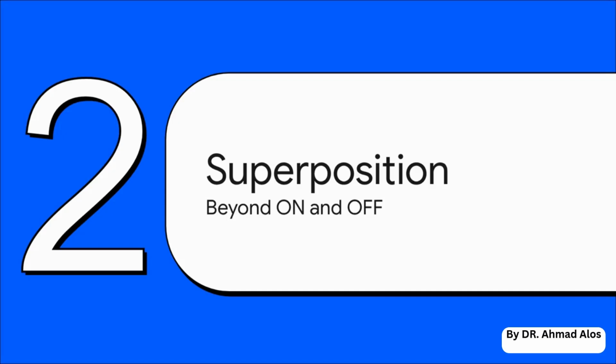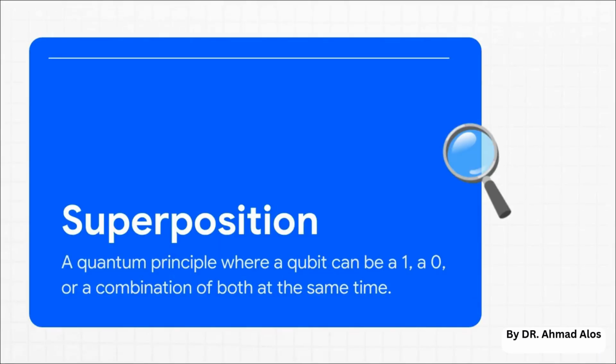So get ready to have your mind bent a little, because we're about to start thinking beyond just simple on and off. The principle is called superposition, and what it means is that while a classical bit has to be either a 0 or a 1, a qubit can exist in a combination of both of those states at the exact same time. It's not one or the other, it's a whole spectrum of possibilities happening at once.